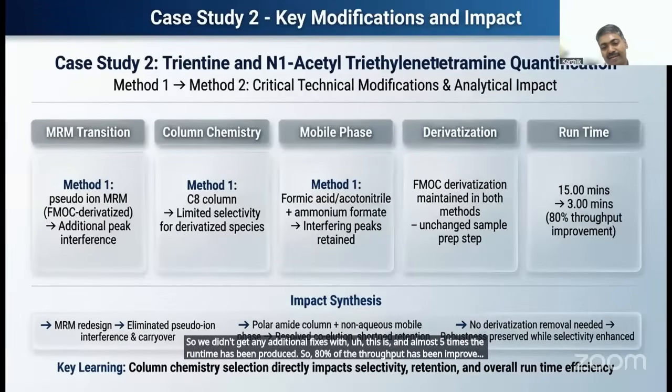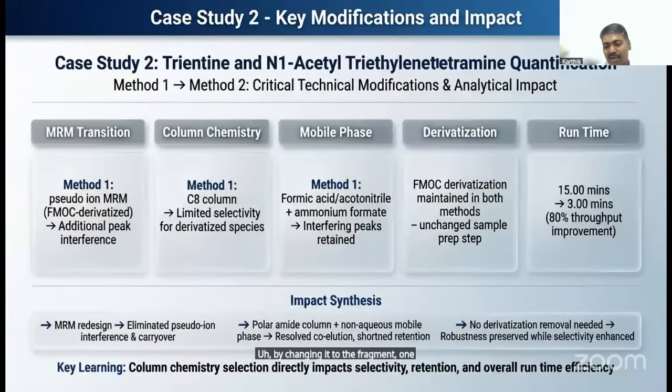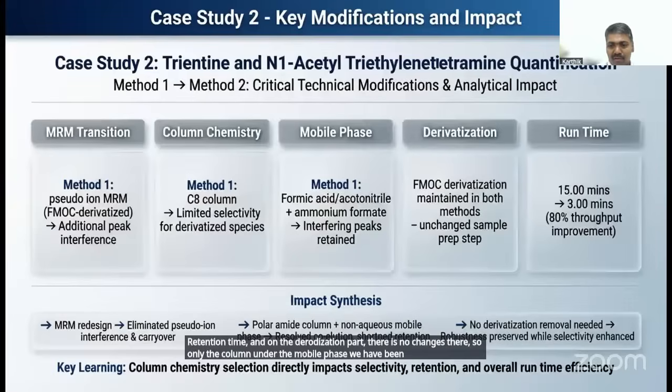The main reason is the redesign of the MRM, eliminating the pseudo ions by changing to the fragment. We kept one more fragment, and the carryover interference with the additional peak was resolved. And the polar amide column we selected resolved the retention time and shortened it. The derivatization part has no changes. Only the column and the mobile phase were changed, and the total chromatography time was reduced 5 times, increasing the throughput.